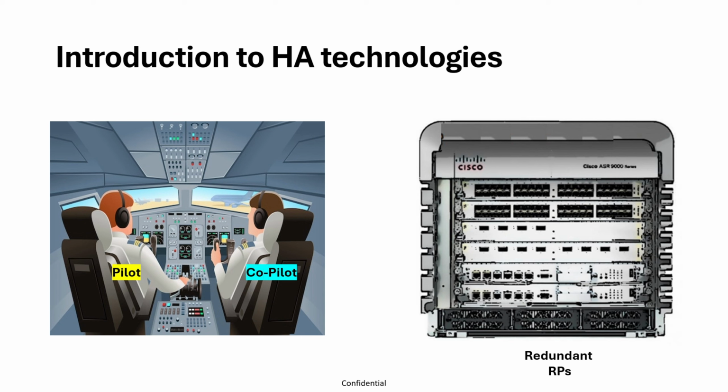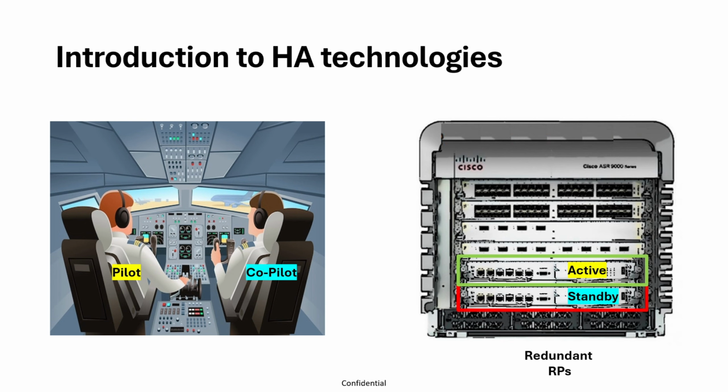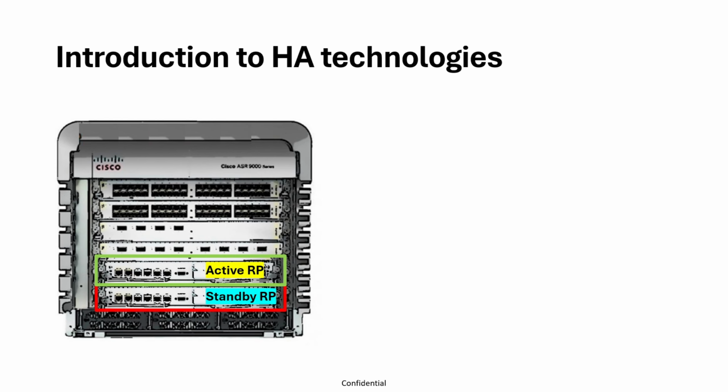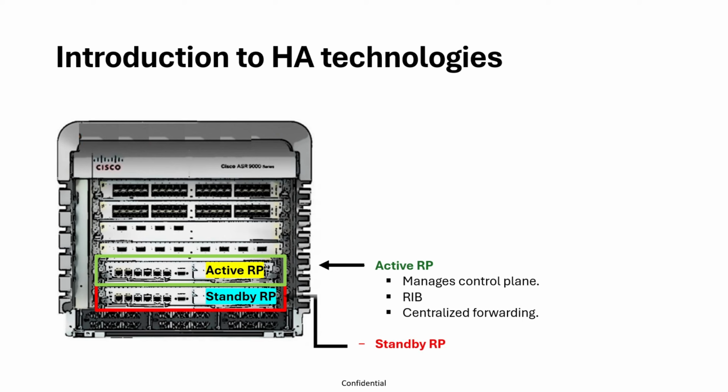In routers with redundant RPs, also called supervisor engine on some platforms, one RP is designated as active and the other is designated as standby. The active RP manages the control plane, which includes tasks like maintaining the routing table, and in some architectures, handling centralized forwarding. The standby RP is there as a backup, ready to take over in case of a failure.